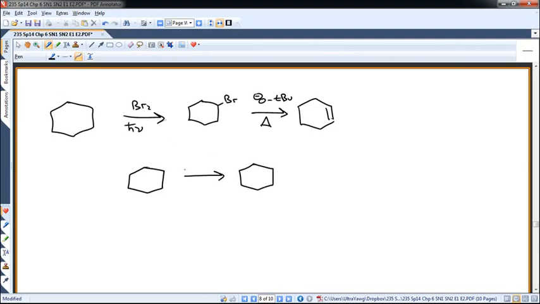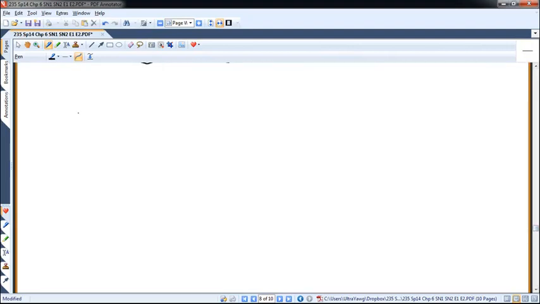One of the ways that we would draw a 2-step synthesis, instead of using 2 arrows and lots of space, we would just say 1, Br2 and HV, or 2, I'll use O, TBU, and heat. Right? So we might write it kind of stepwise like this, where first you do step 1. The product of that you then take and do step 2. The product of that you take and do step 3, step 4, step 5, etc. As many steps as you want to use.